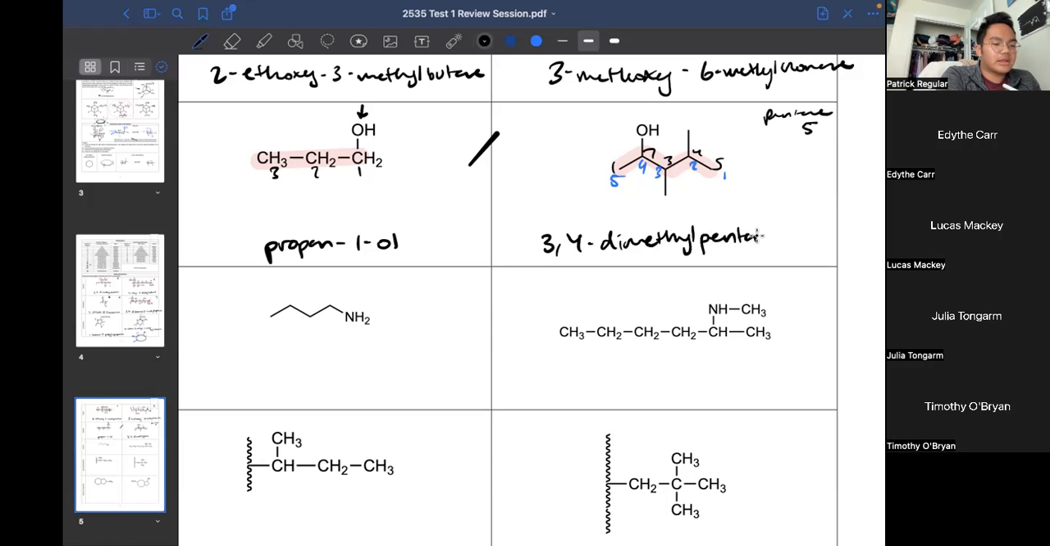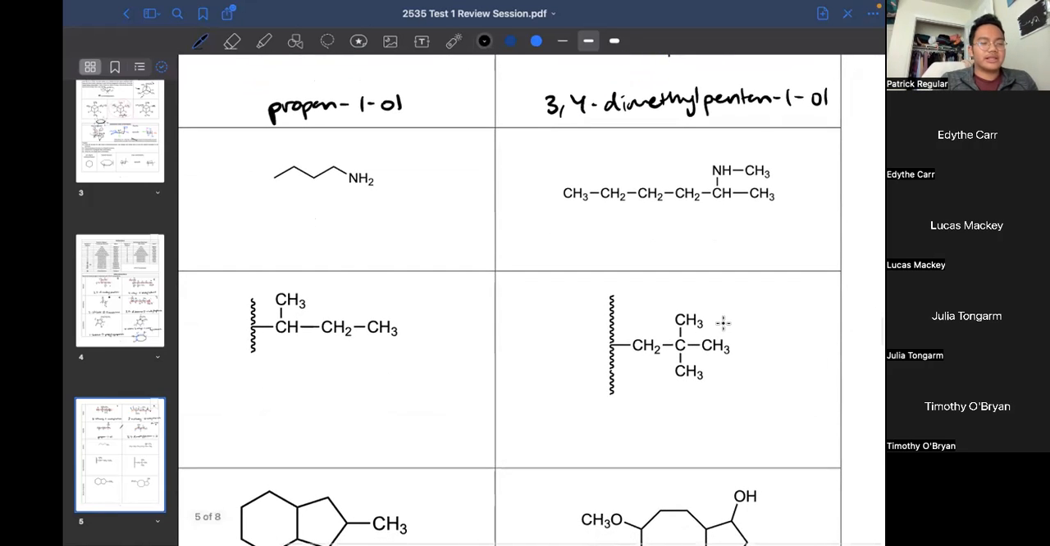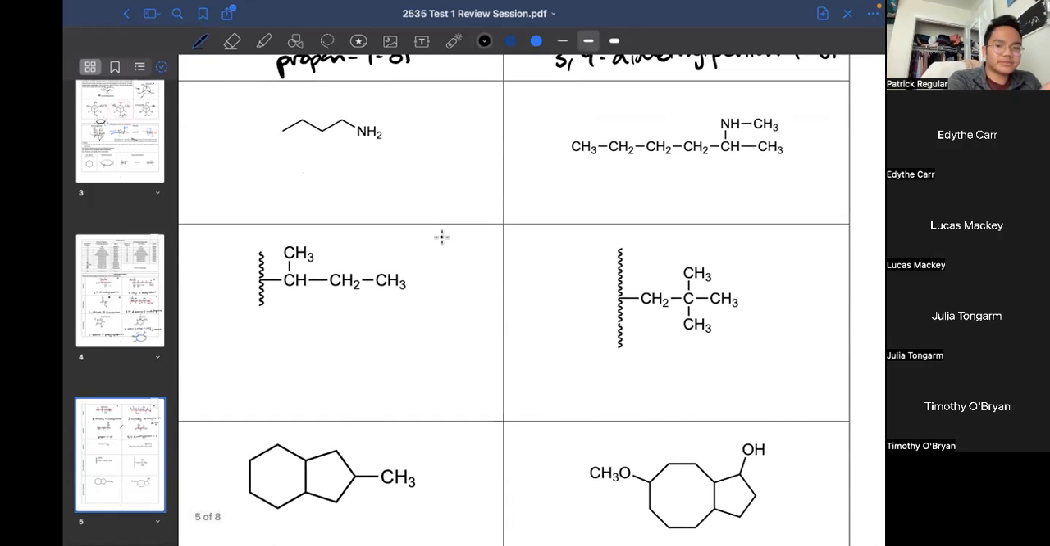pentanol. It's always a good habit to put that one. I think it's multiple choice for you guys, so I think you guys could get away with seeing that one or not. But if you're writing it out, we would accept both. You don't have to write the 1-ol if it's on that first carbon.